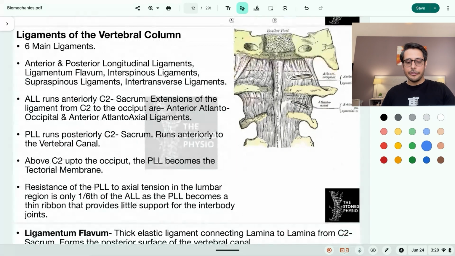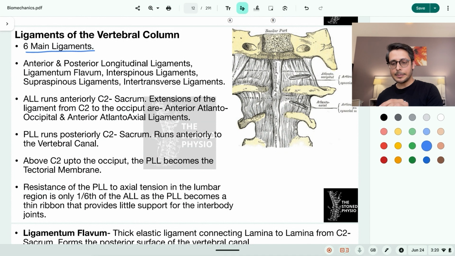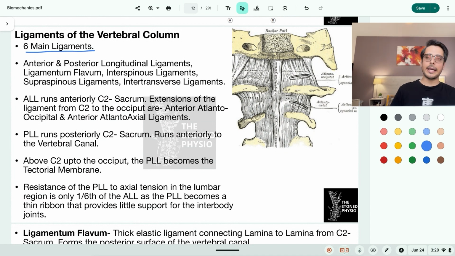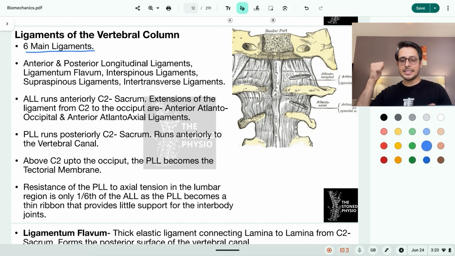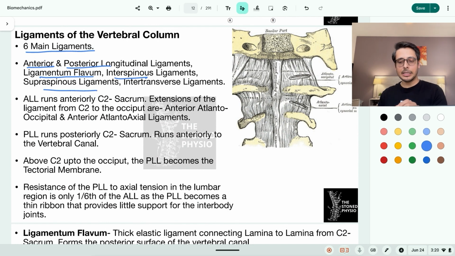Now if we move further, we can see we have a bunch of these ligaments which cover the whole of the spine. So in total we have six major ligaments in the whole spine. Mostly it's the anterior longitudinal ligament, this one. It's the posterior longitudinal ligament, this one. It's the ligamentum flavum, which is quite a famous ligament, most of the people know about it. Then we have the interspinous ligament, supraspinous ligament, and intertransverse ligaments. So mostly these six ligaments we get to see in the vertebral column.